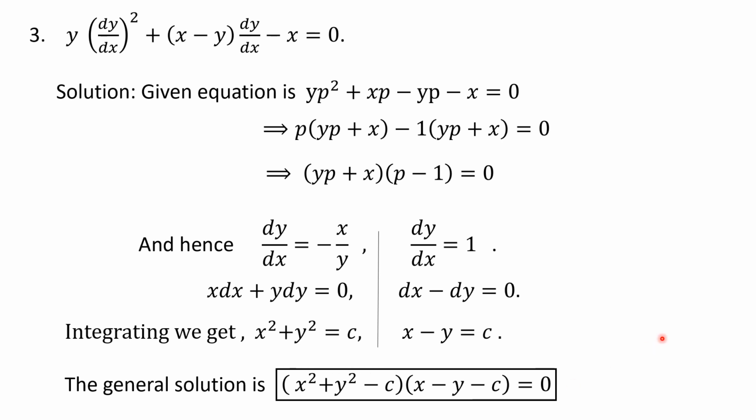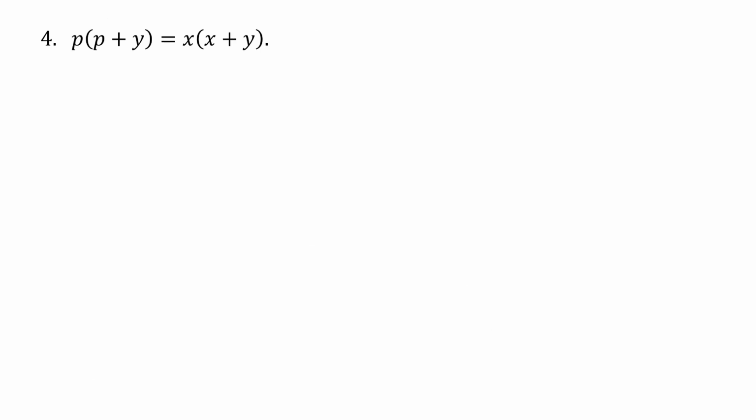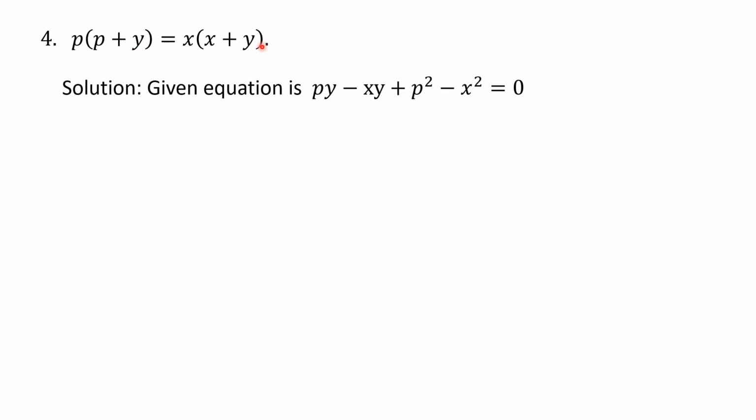Is it correct? So we take one more problem. p into p plus y is equal to x into x plus y. So here we have p square plus py equal to x square plus xy, or I can write it as py minus xy plus p square minus x square equal to 0.